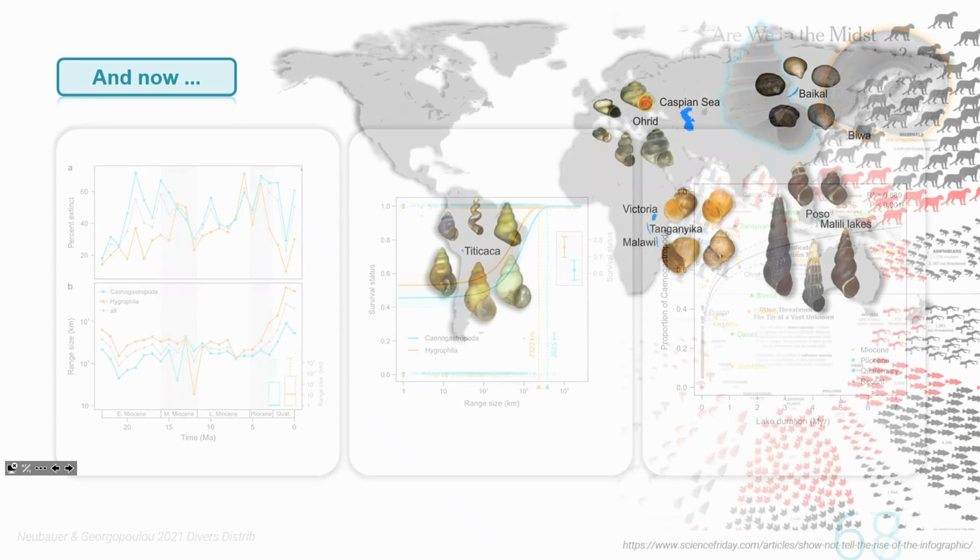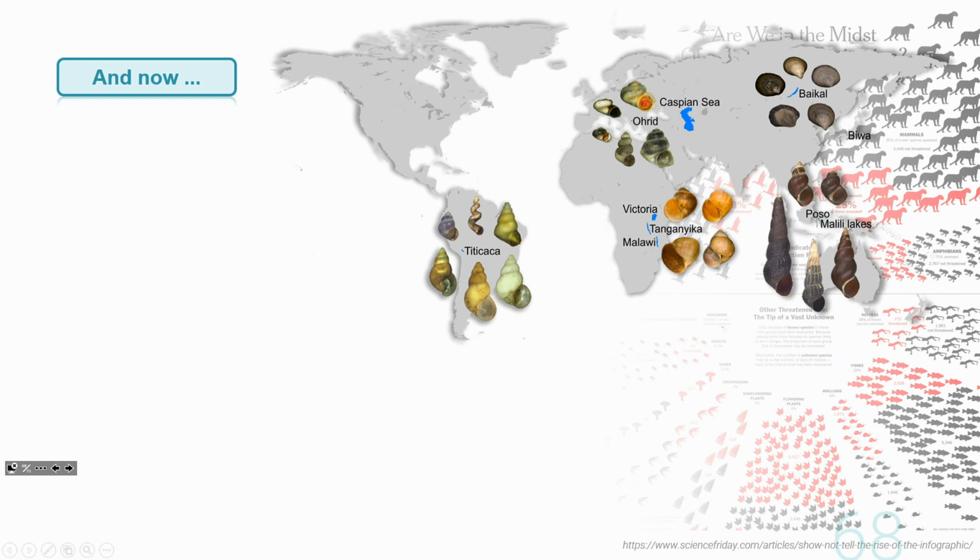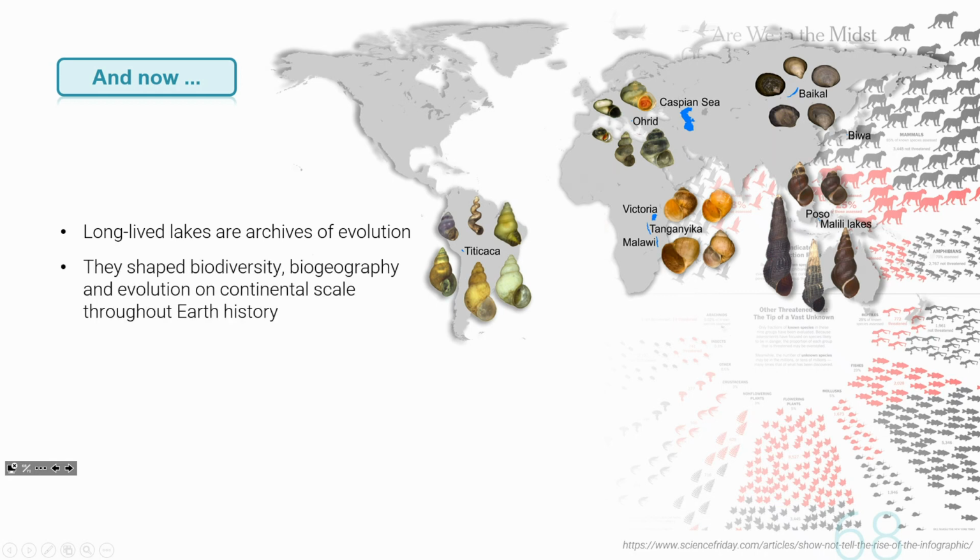So this means, in the end, that these systems are important archives of evolution, especially the small-ranged species, the small-ranged gastropods, which are usually endemic to these systems. They are massively threatened by what we are doing to these lakes. And the long-lived lakes have been an important source, an important cradle of diversity, and important shapers of diversity, biogeography, and evolution throughout Earth history.